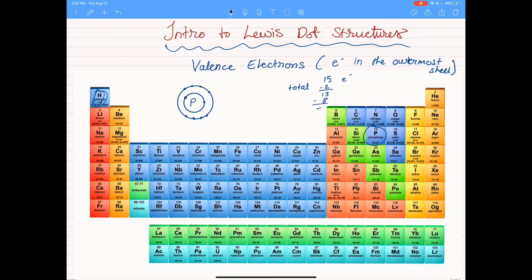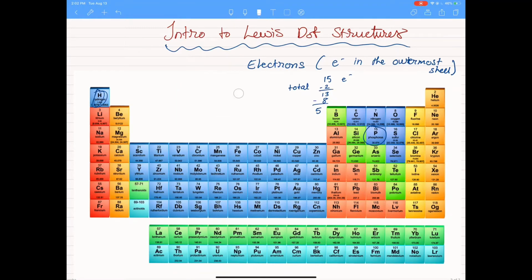So I need to find space for another 5, and now that's going to take place in the third shell, which can also hold up to 8 electrons. And I could easily fit 5 electrons right here. So again, only focus on the outermost shell and see how many electrons there are. So there's 1, 2, 3, 4, 5. Hence, phosphorus has 5 valence electrons.